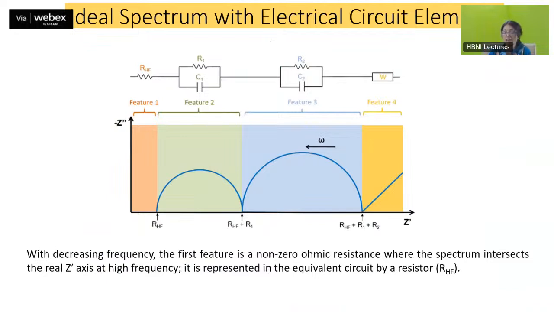So this is an ideal spectrum. This is how the ideal spectrum is going to look with the equivalent circuit. If you're fitting your circuit in this way, it should look like this. With decreasing frequency, the first feature is a non-zero ohmic resistance, as you see over here, where the spectrum intersects the real Z prime axis at high frequency. This is represented in the equivalent circuit by a resistor, R_HF, the resistance in the high frequency region.